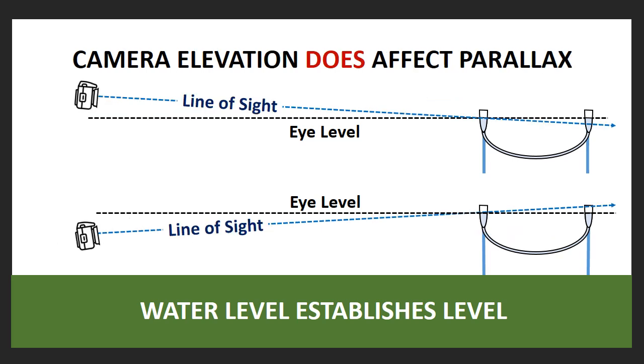Now camera level does affect parallax, because if the camera is either higher or lower than this line of sight, then it's not taking a photograph of it. So we will not see the water at both ends in perfect alignment.